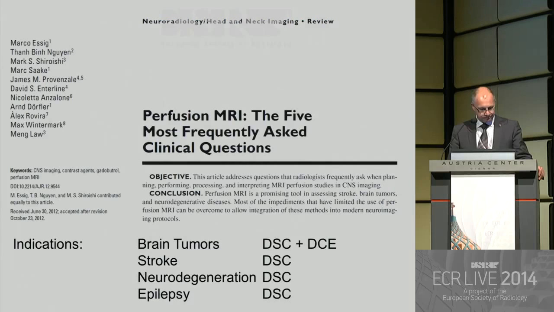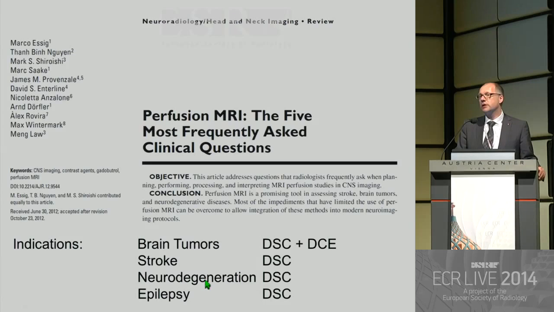So then the second five questions we have to answer is, what is really the clinical benefit of perfusion imaging? We looked at different indications, and I would like to focus only, also in respect of time and because there's the most data available, on tumor imaging and stroke imaging. In brain tumors, we use dynamic susceptibility contrast and dynamic contrast enhanced perfusion techniques. Stroke is the second most important perfusion indication, and here we use dynamic susceptibility contrast, often in combination with MR angiography.